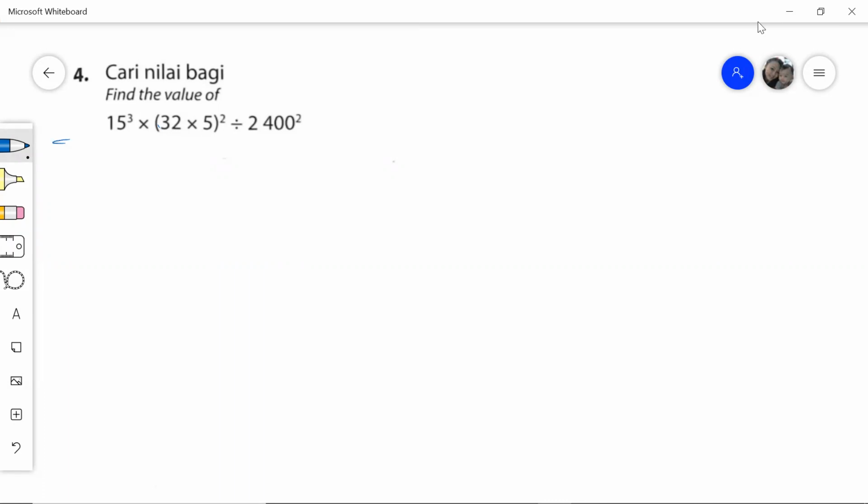Now, the question doesn't require us to show the detailed working. It just says find the value, so we can use the calculator to solve this problem. But let's say we really have to show working because the marks may be 4 marks. So let's see how we show the working.